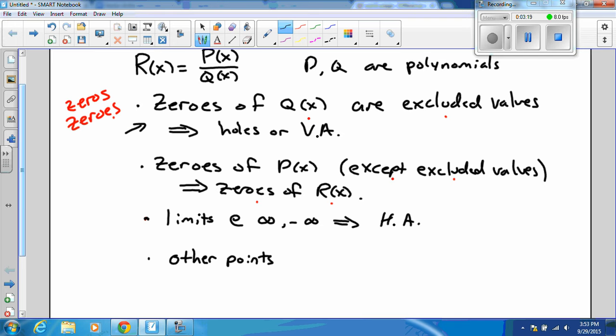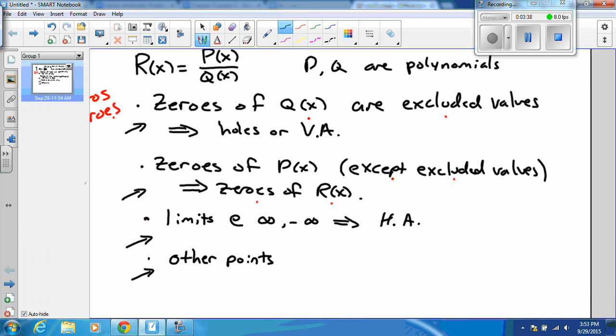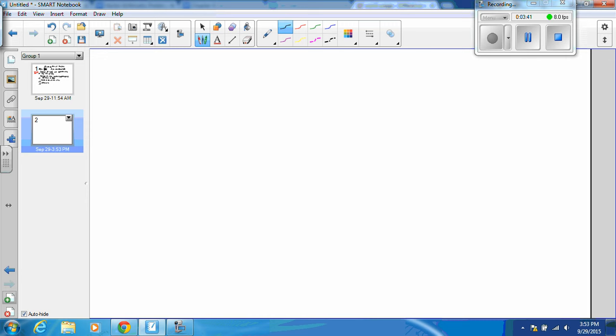We're first going to find the zeros of Q, which are going to give us the excluded values. Then we're going to find the zeros of P, which will give us the zeros of our function R. Then we're going to use the limits at infinity to give us horizontal asymptotes. And then we'll sketch the function unless we need to find some other points first. Let's actually see this plan in action.